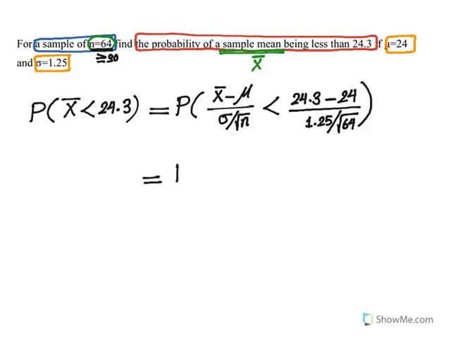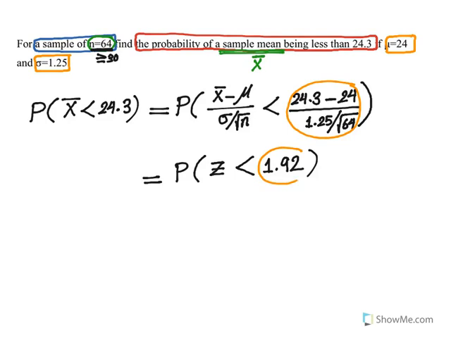So now you can write this as the probability that the Z score for the sample mean is less than, if you compute this number here, you will get 1.92 exactly. And so now you just need to find in the Z table the area, which is the probability to the left. So immediately you can use the Z table for this because it's less than.